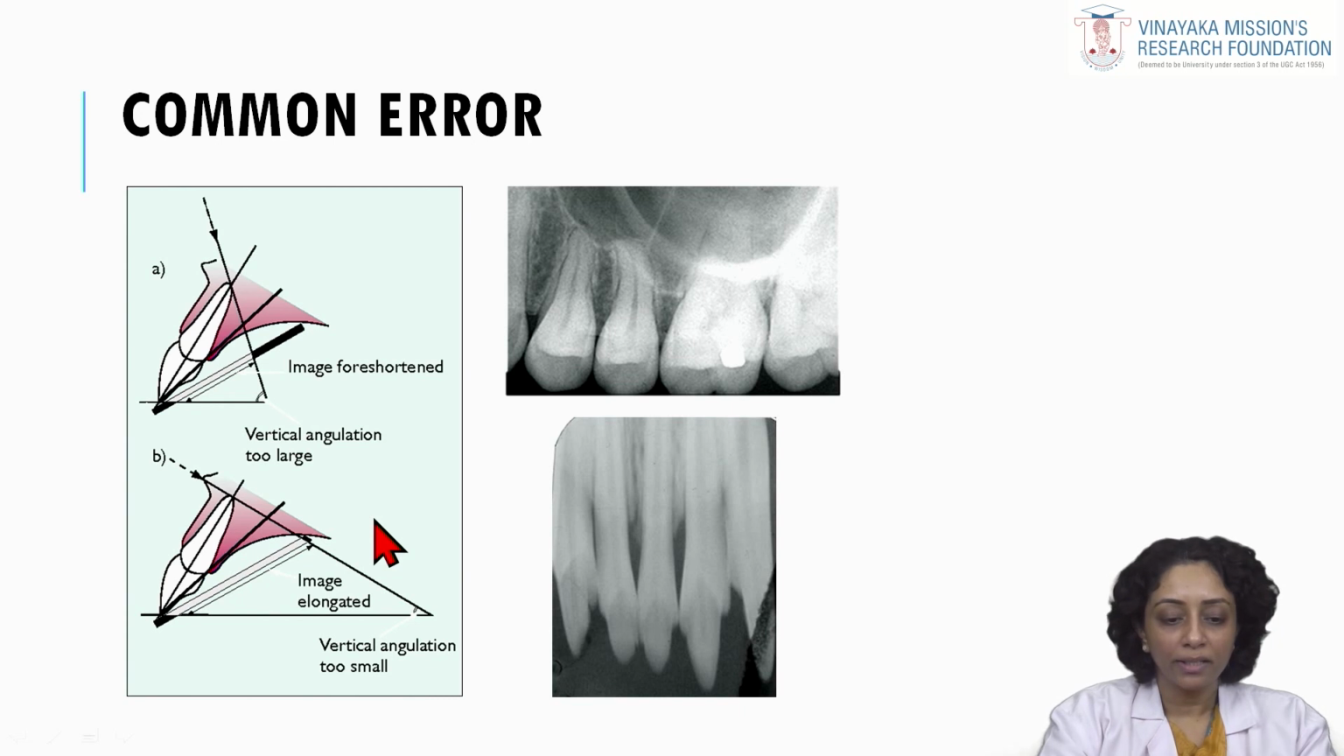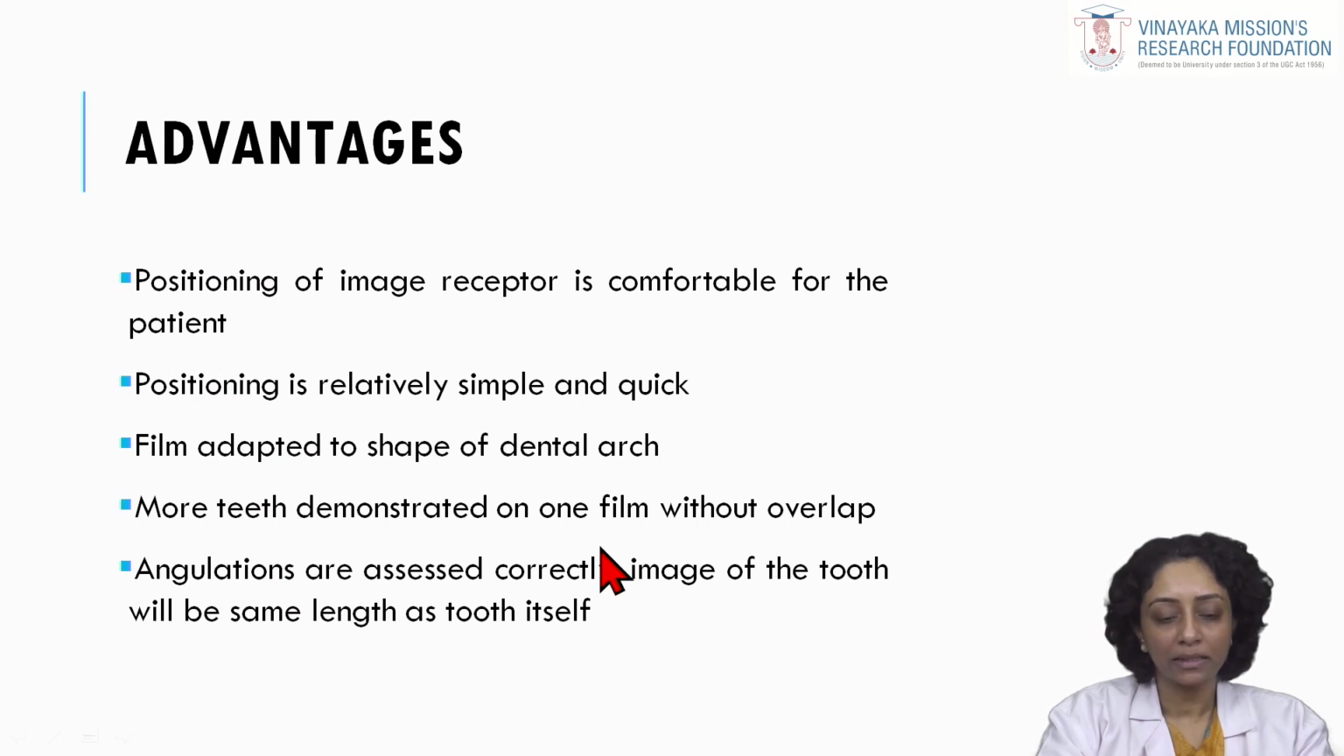In a similar way, we get another error called image elongation, which happens when the vertical angulation has become too small. That is, the receptor is kept as close as possible to the tooth, whereas the vertical angulation becomes too small, so the image will be too long, which is not helpful for any diagnostic process. So when the vertical angulation becomes too small, the image will become too long. So it is actually inversely proportional to the bisector line. These are the two commonest errors which occur in the bisecting angle technique.